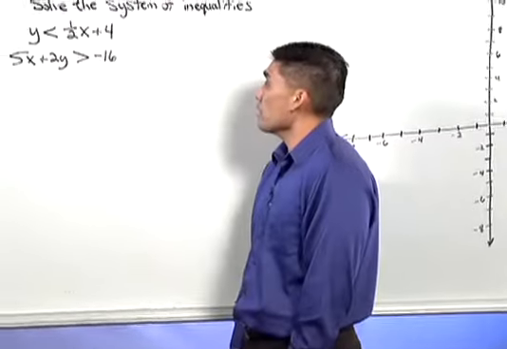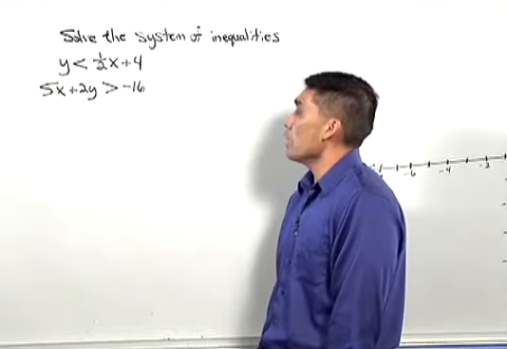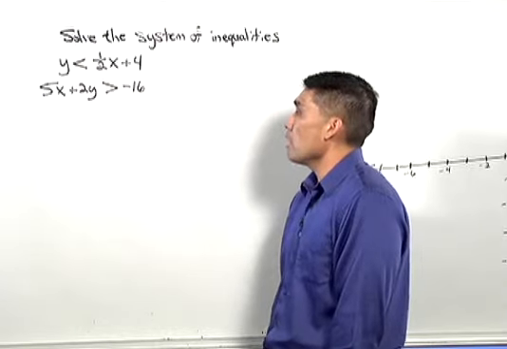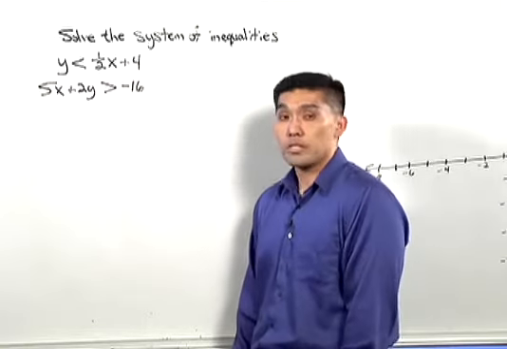Solve the system of inequalities. y is less than 1/2 x plus 4, and 5x plus 2y is greater than negative 16. Let's first graph the first inequality. y is less than 1/2 x plus 4.